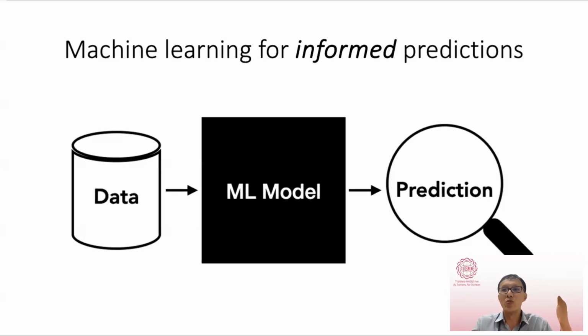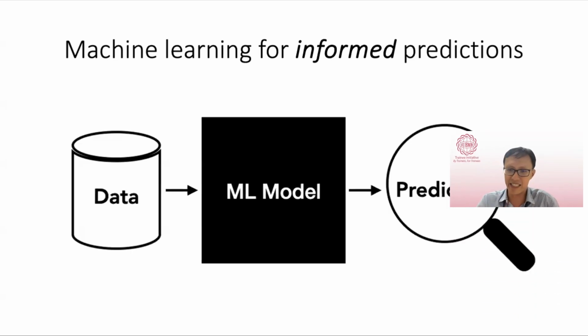So that's what machine learning tries to do, hoping to reduce the dimensionality of the data so that you can focus on what matters and make a more informed decision in terms of your predictions from your data set.